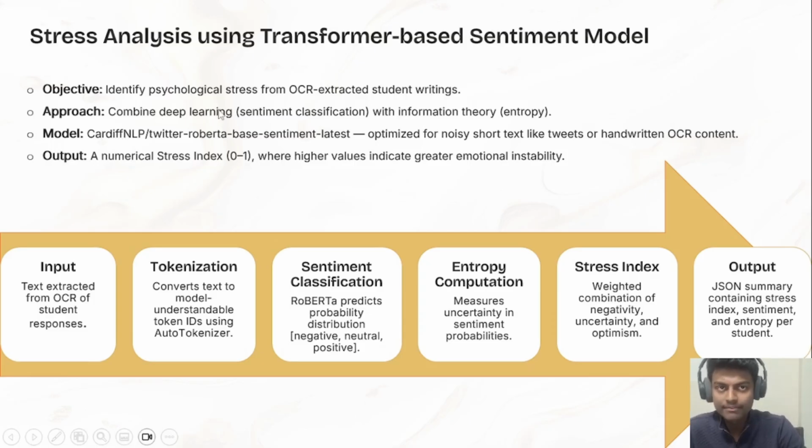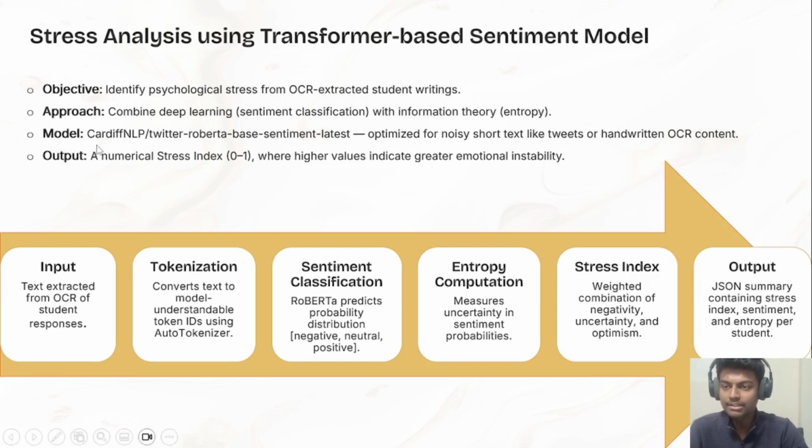Exactly, we have to quantify the stress. So the main objective is to identify the psychological stress from the OCR extracted student writing. Then we will be approaching it through deep learning, that is the NLP part for sentiment classification, with information theory, that is the entropy, to measure how our model is performing. We have also put some weight on that as well.